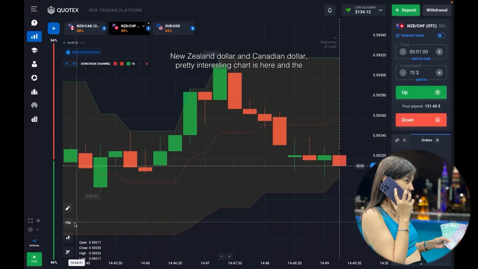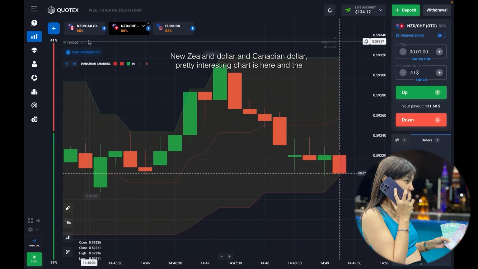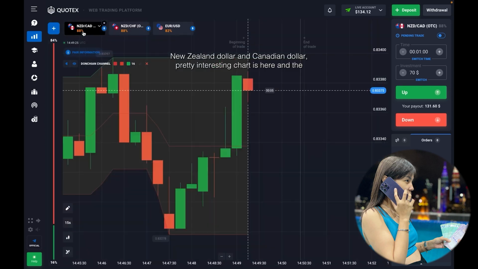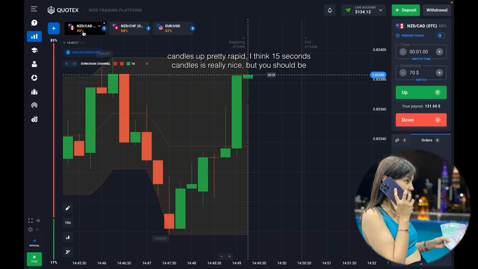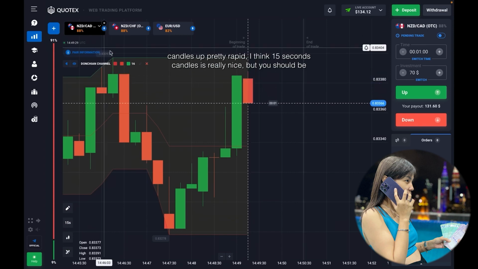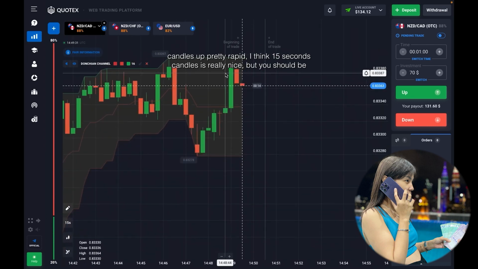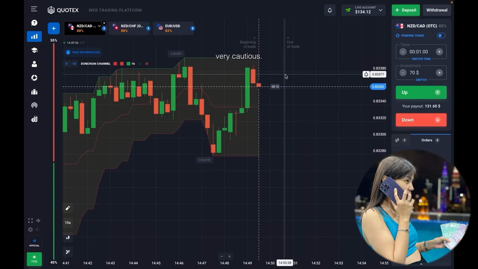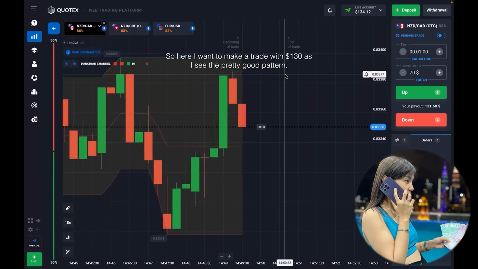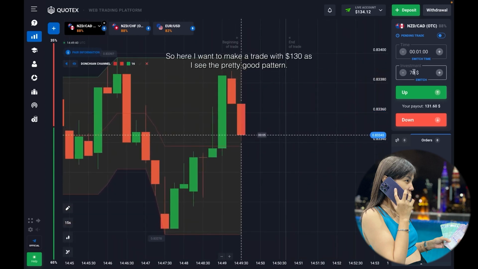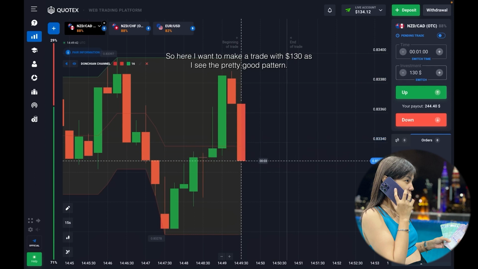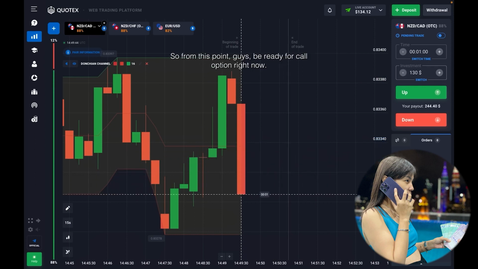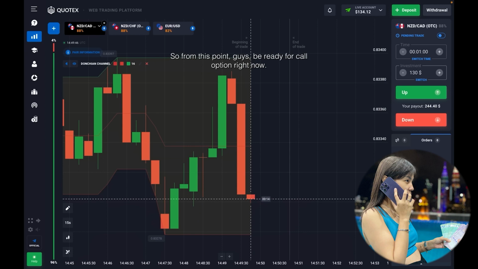New Zealand dollar and Canadian dollar. Pretty interesting, and the candles are pretty rapid. I think 15 seconds candles are really nice, but you should be very cautious. I want to make a trade with $130 and I see a pretty good pattern. So from this point, guys, be ready for call option.